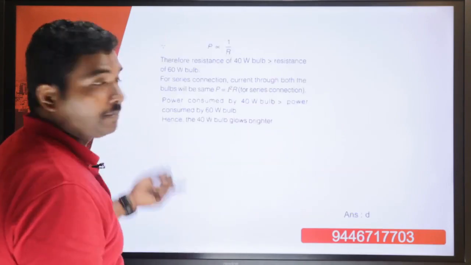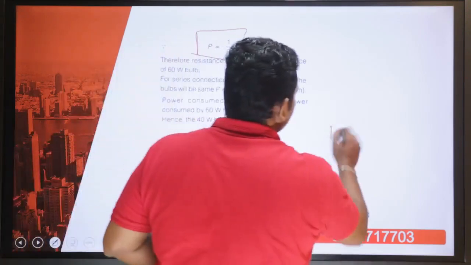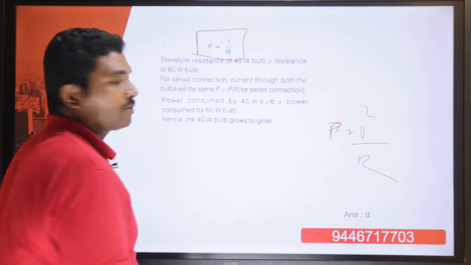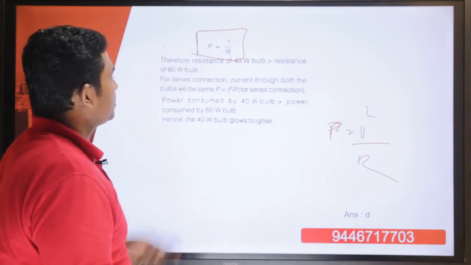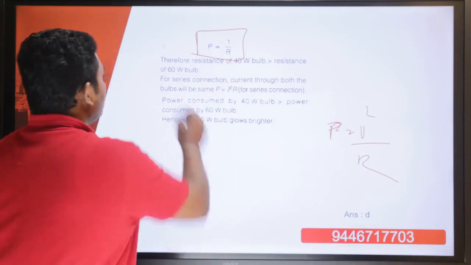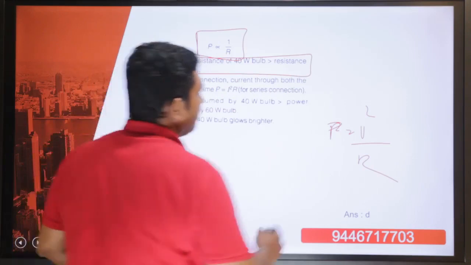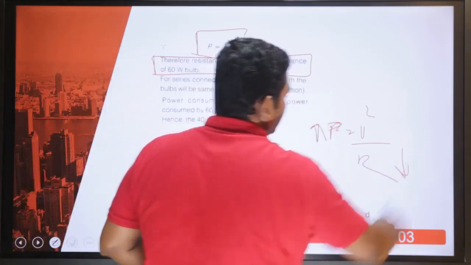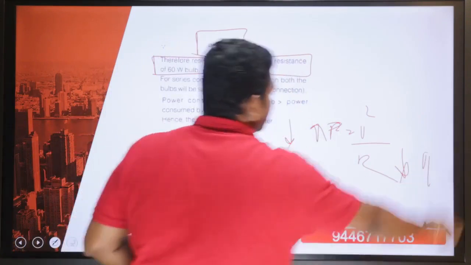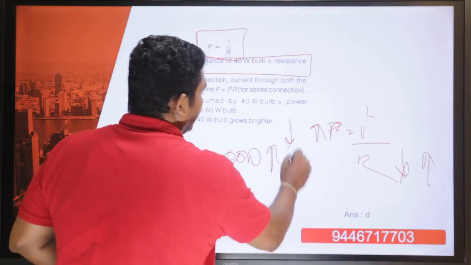Okay, and how does it happen? Because power is inversely proportional to resistance, isn't it? P is equal to V square divided by R, so it is inversely proportional to resistance. Therefore, the resistance of the 40 watt bulb is greater than the resistance of the 60 watt bulb. You have to always remember this. When your power is higher, your resistance is lesser, and when your power is lesser, your resistance is higher. So that means your 40 watt bulb has a higher resistance.